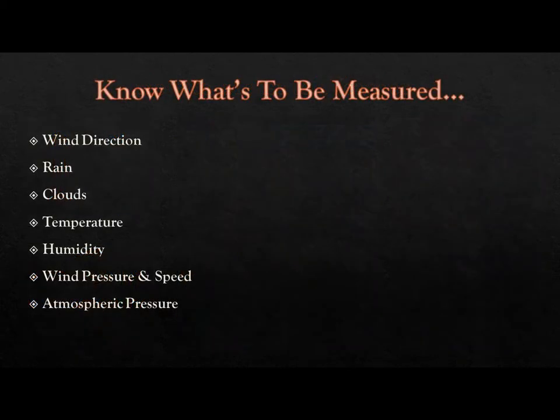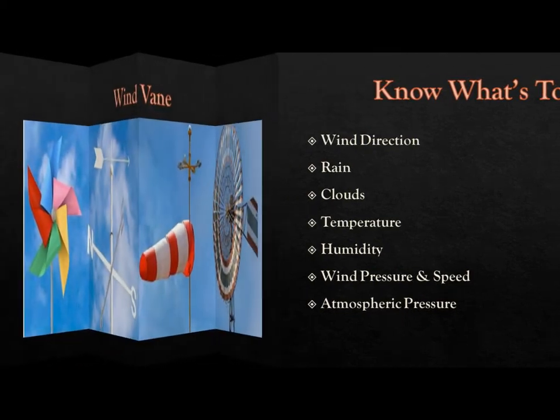To know our weather better and to forecast our weather, there are certain significant aspects we require to measure. Those aspects include wind direction, rain, clouds, temperature, humidity, wind pressure, wind speed, atmosphere pressure, and a lot more. Now let's study what instruments we use to measure these.